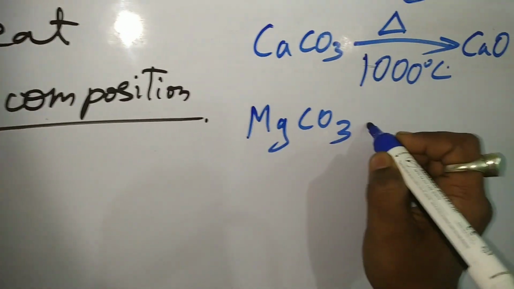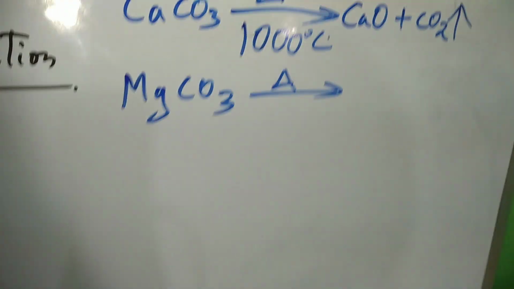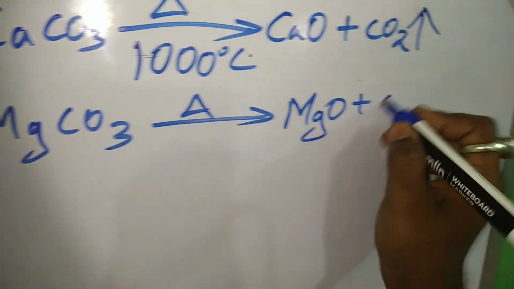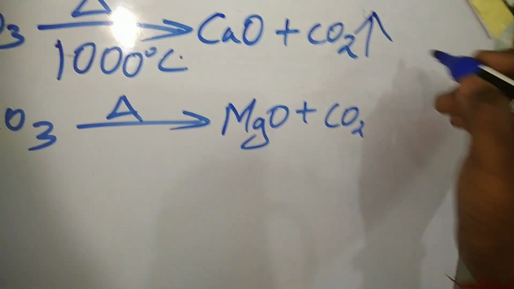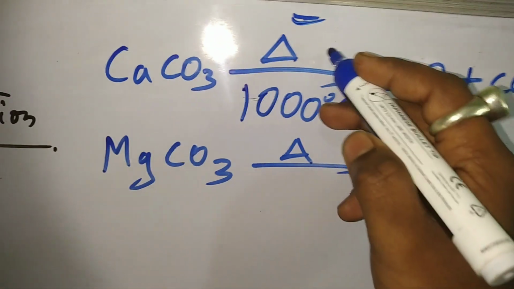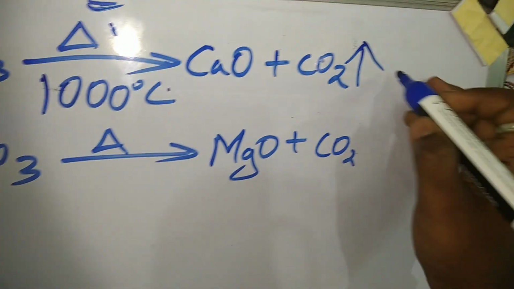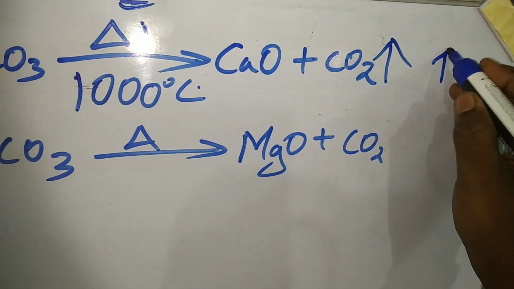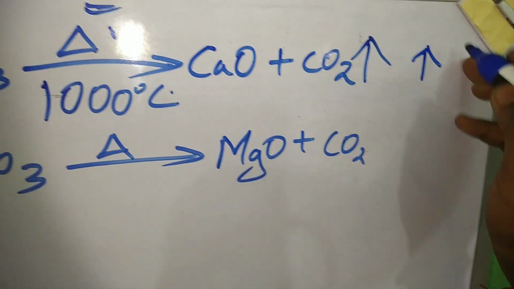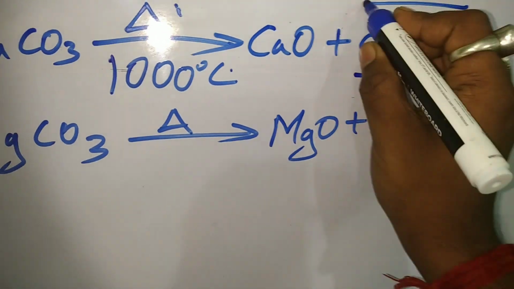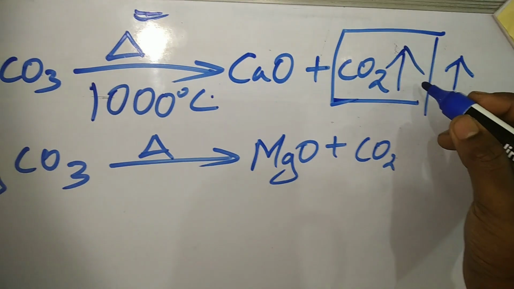Magnesium carbonate gives magnesium oxide plus carbon dioxide. Now see, here I show you that this is the sign of giving heat and this is the sign of releasing gas. It's in gas form. That's why I give this arrow. Okay, understand, students?